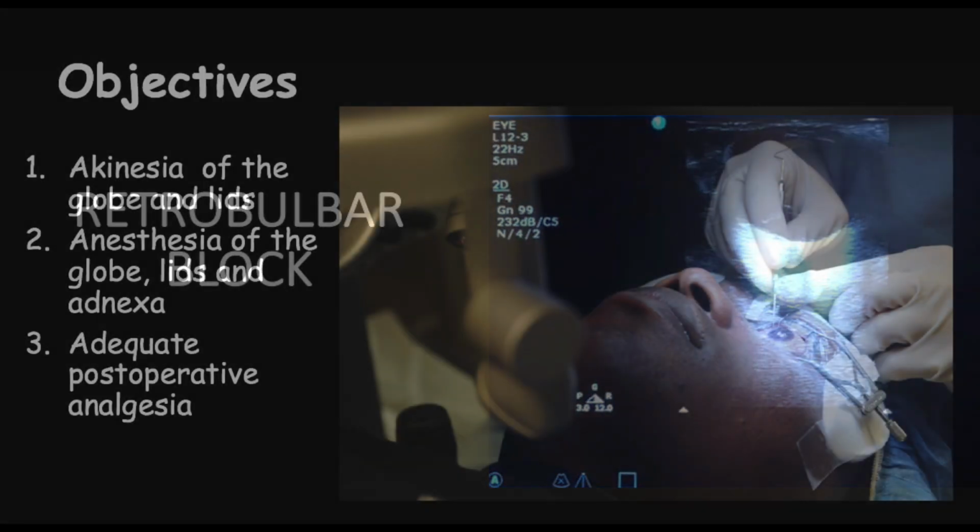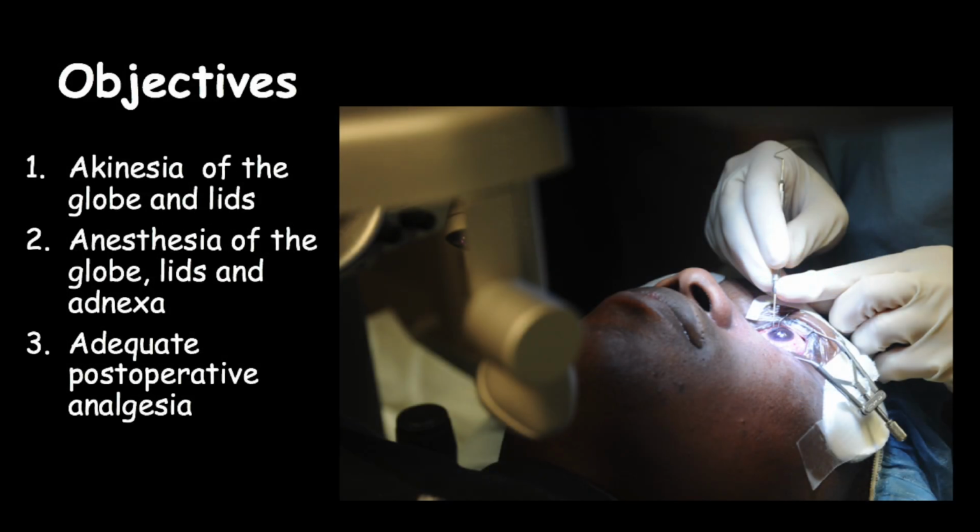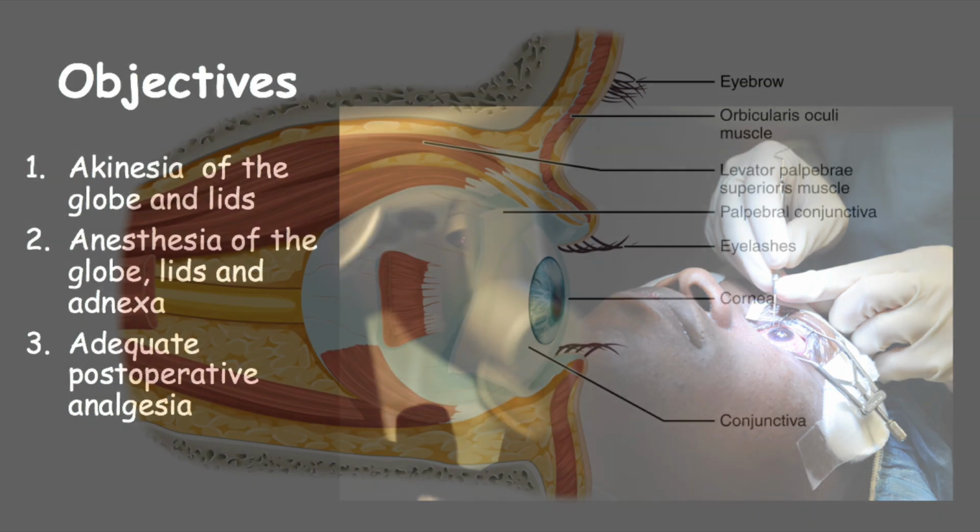So the objectives of this type of anesthesia are threefold. One, akinesia of the globe and lids, which implies immobilizing the globe and the lids. Two, providing anesthesia to the globe, lids, and adnexa. And three, adequate post-operative analgesia.